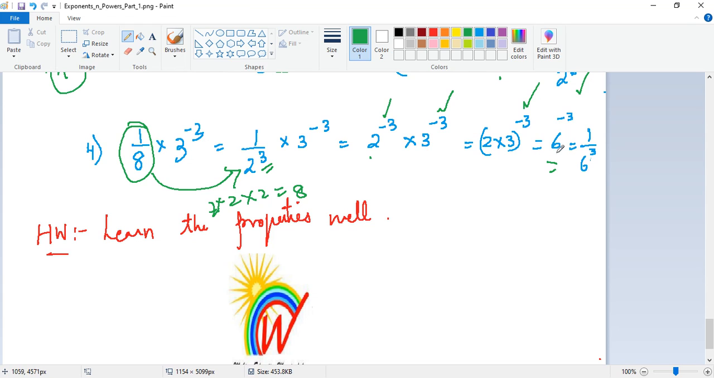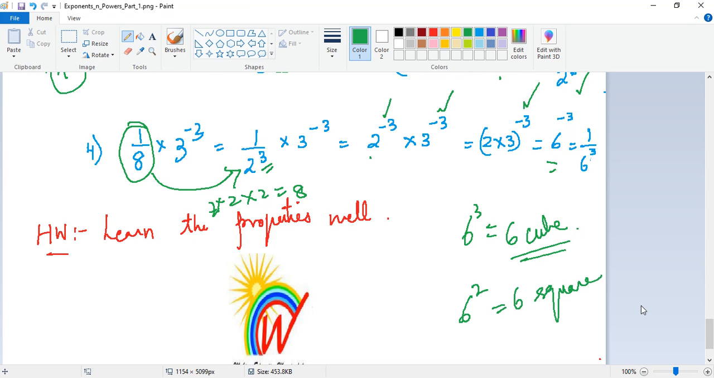Okay. See, 6 to the power of 3 is read as 6 cube. That's how you read it. And 6 to the power of 2 is read as 6 square. But for other powers, the numbers are said as they are. Only for these two you have this kind of words being used.